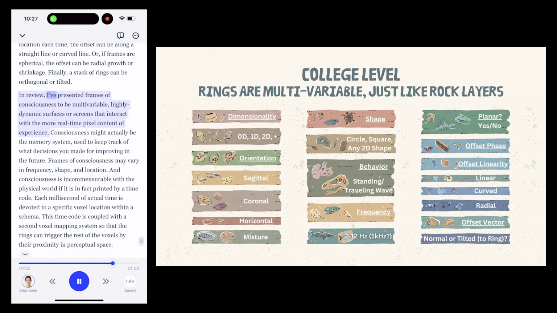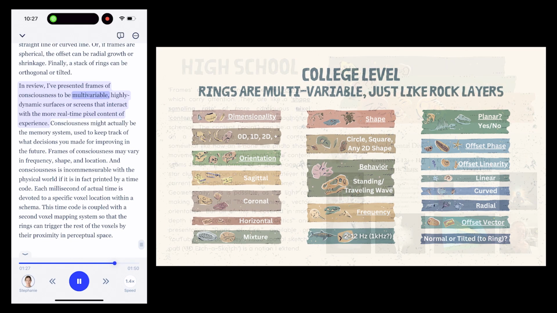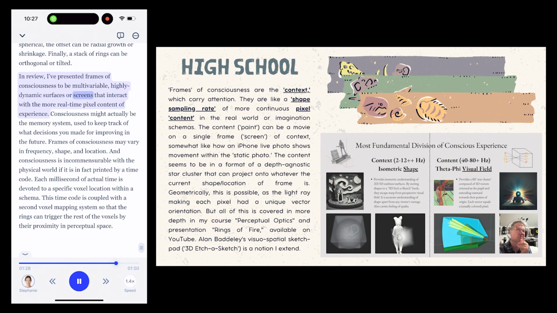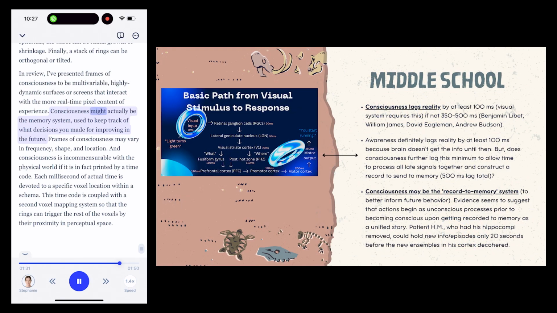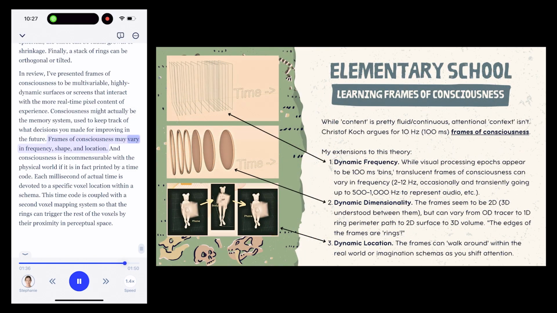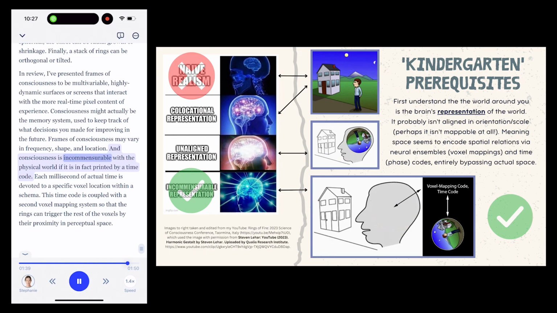In review, I've presented frames of consciousness to be multivariable, highly dynamic surfaces or screens that interact with the more real-time pixel content of experience. Consciousness might actually be the memory system, used to keep track of what decisions you made for improving in the future. Frames of consciousness may vary in frequency, shape, and location, and consciousness is incommensurable with the physical world if it is in fact printed by a time code.